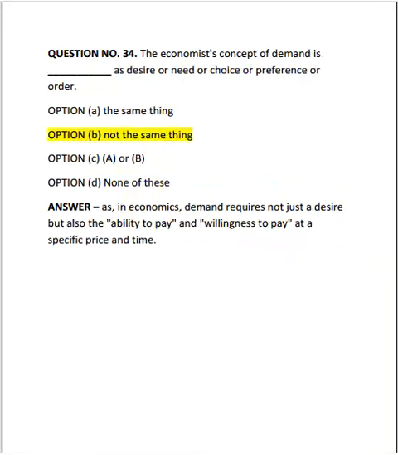Question No. 34. The economist's concept of demand is desire or need or choice or preference or order. Option A, the same thing. Option B, not the same thing. Option C, A or B. Option D, none of these. Answer: B, as in economics, demand requires not just a desire but also the ability to pay and willingness to pay at a specific price and time.